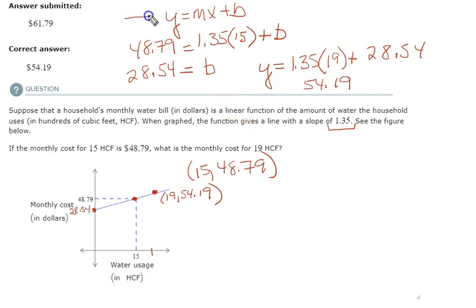You'd have to use this formula. They're giving you the slope. They're giving you 1 point. And 15 is our x value. 4879 is our y value. We multiply this, subtract this from that, get this. That's our b value. We now write our equation in slope-intercept form. Then we're going to put in our new value of 19 here, which is what they're asking us here, when it's 19. Multiply that, add it to this, and we get 5419.